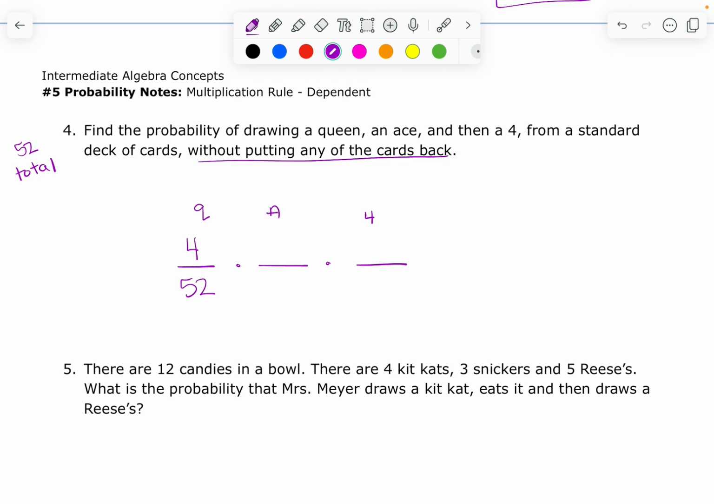I picked up a queen and I put it in my back pocket. Now, aces, there's still 4 aces left. I didn't pick up an ace. I picked up a queen. But there's not 52 cards because I took one and I put it in my back pocket. So there's 51.